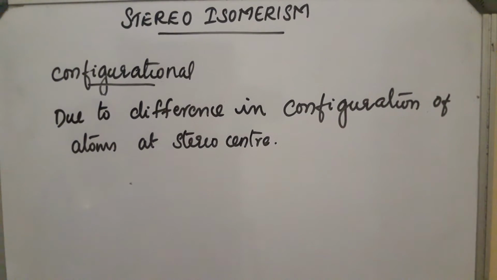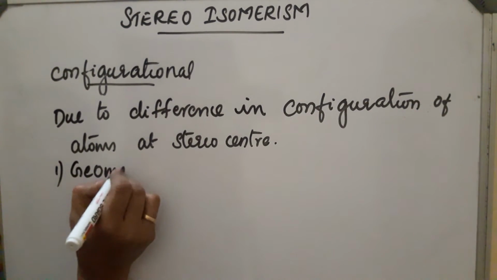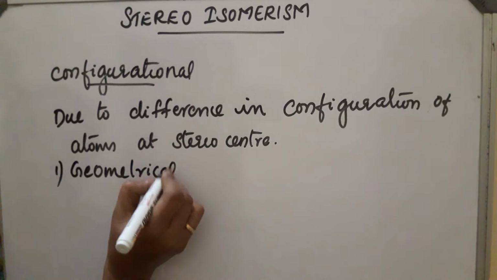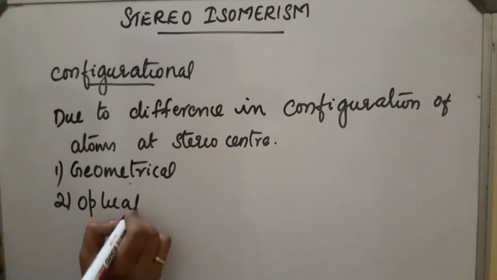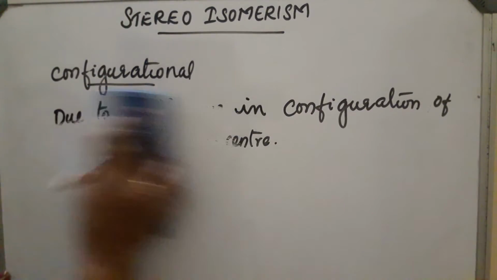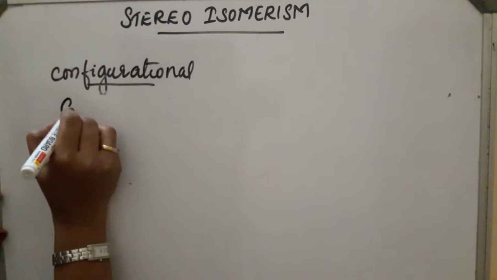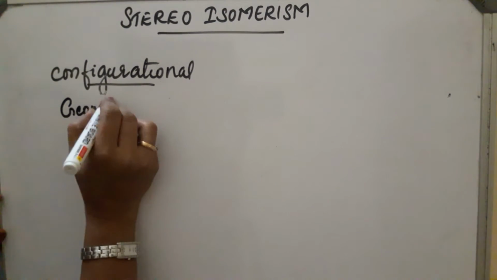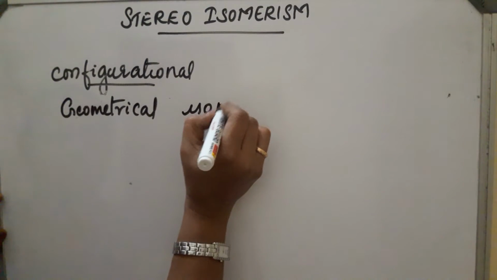This configurational isomerism is again divided into two. First one is geometrical isomerism and second one is optical isomerism. Now we are discussing geometrical isomerism in this class. Optical isomerism we will discuss in the next class. So what do you mean by geometrical isomerism?